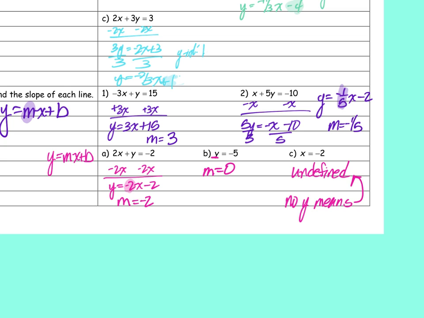Y equals with no x means 0. And then if I have both an x and a y, I solve for y, and it's the number with x. Is that okay? Does that help a little bit to think about it that way? Okay. Since no one's talking to me, I'm just going to go on.